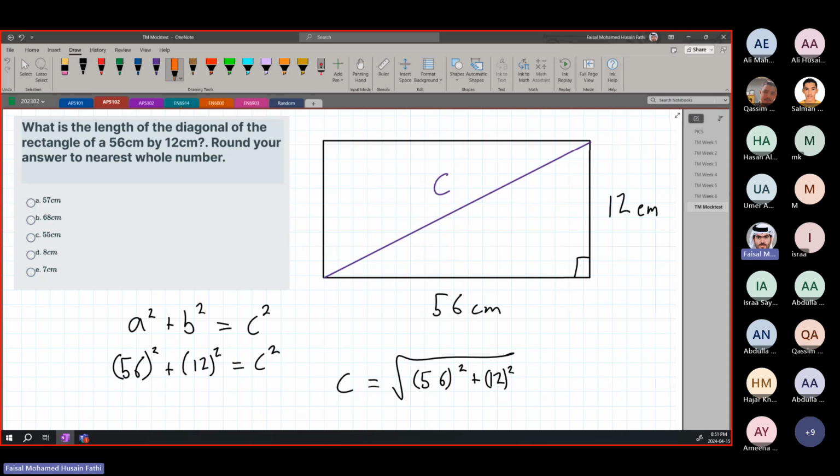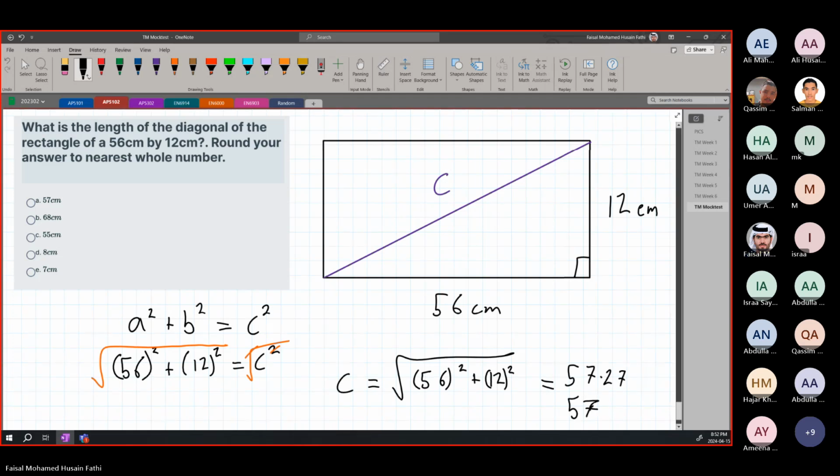Because if we just do the square root, it will cancel, and anything we do to the left, we do to the right. So it's going to be like this. I'll put this in the calculator now. This is equal to the square root of 56 squared plus 12 squared. 57.27. It said round to the nearest whole number, so it's just 57, which is the first answer.